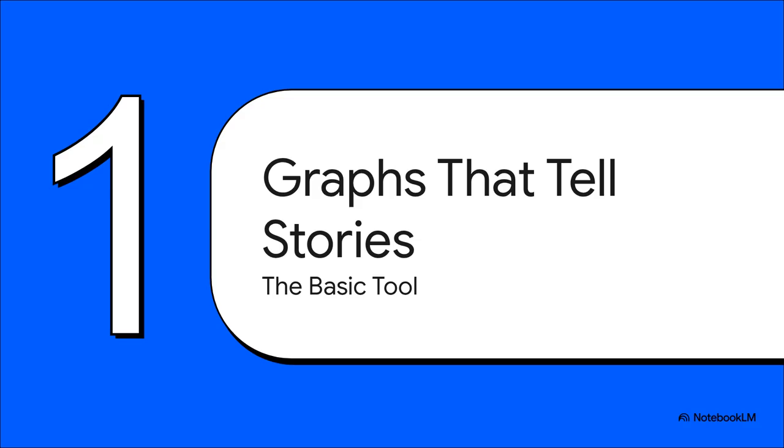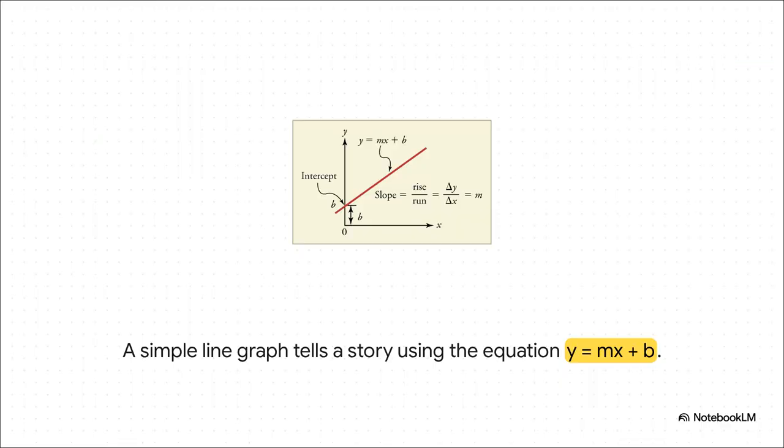So, let's start with the basic tool itself. We all remember y equals mx plus b from math class, right? But in physics, this isn't just a formula. Oh no, it's a storyteller. That m, the slope, tells you the rate of change. And b, the intercept, that's your starting point. This is the basic grammar of the language we're learning today.